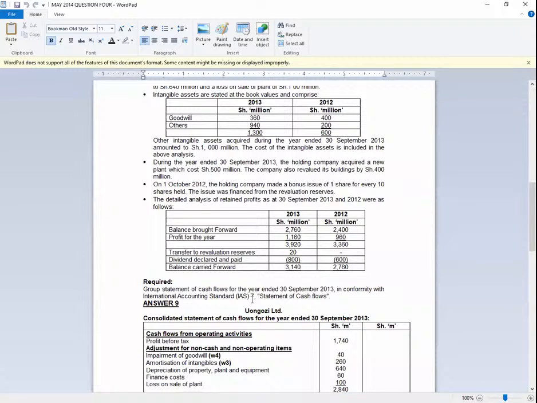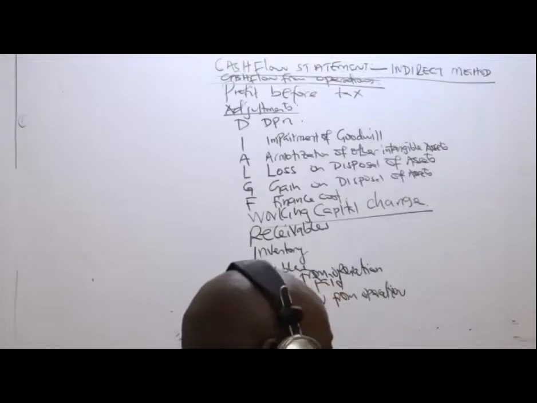This examiner never told us to use the direct method. He's silent. And whenever he's silent, we shall always, ladies and gentlemen, use the indirect method. Great.